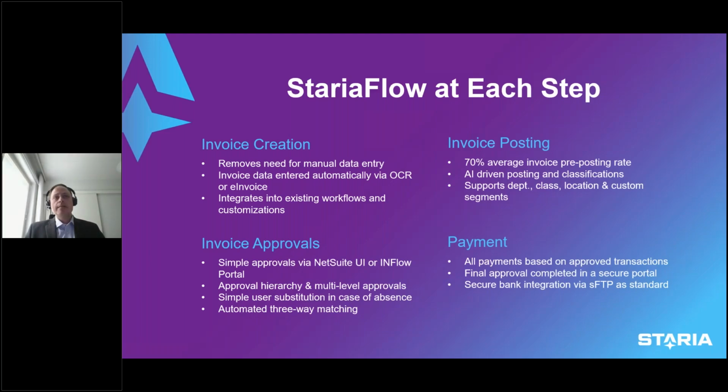For the approval part, like already mentioned, we have simple approvals either via the NetSuite UI or with the Staria Flow portal. So we have both main users and end users covered. All approval hierarchies and multi-level approvals can be achieved with Staria Flow. We also have simple user substitution in case of absence, so if you're going away for a holiday, for example, we have a simple user interface to make sure that you can add that information to the solution. And this is also the part where, for example, automated three-way matching is done.